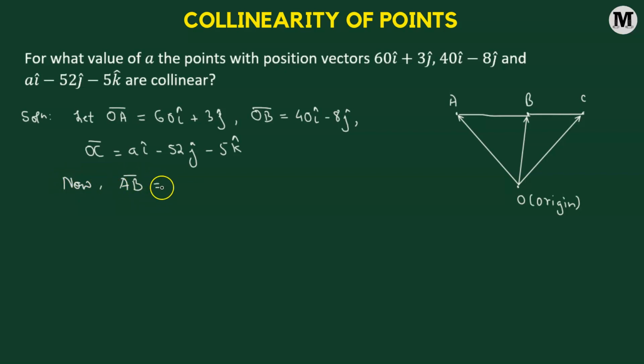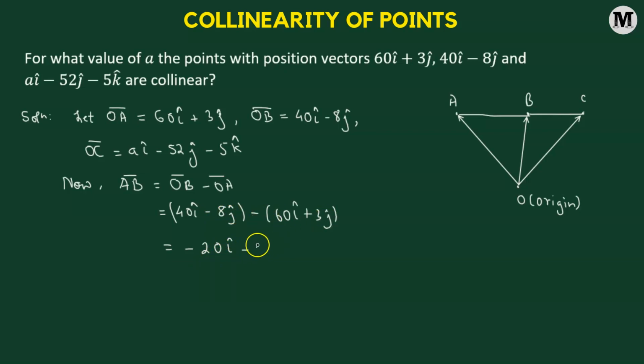So AB vector is simply OB vector minus OA vector. That means we are taking the position vector of the endpoint of AB, which is B, and subtracting the initial point, which is the vector OA. So we have OB vector, 40i cap minus 8j cap, and from it we subtract OA vector, which is 6i cap plus 3j cap. So 40 minus 6 is 34... Hmm, as spoken: 40 minus 60, that's going to be negative 20 i cap, then negative 8j cap minus 3j cap, that's negative 11j cap. So this is our vector AB. We'll keep it aside for the time being.